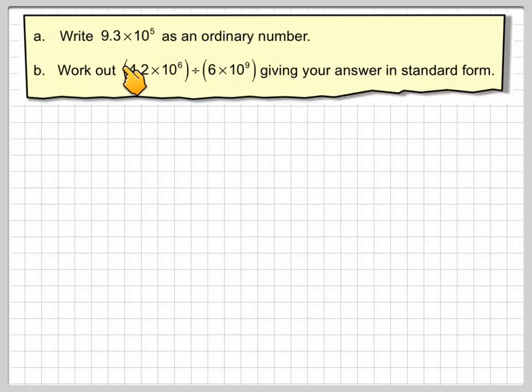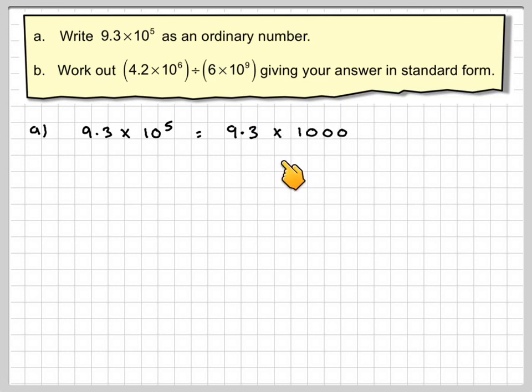Write 9.3 times 10 to the 5 as an ordinary number. Work out 4.2 times 10 to the 6 divided by 6 times 10 to the 9, giving your answer in standard form. So we've got 9.3 times 10 to the 5.